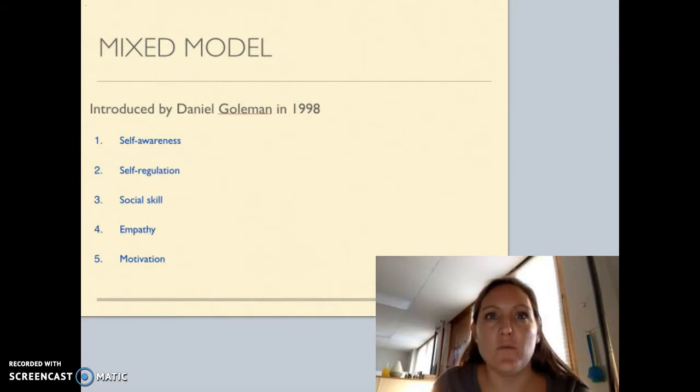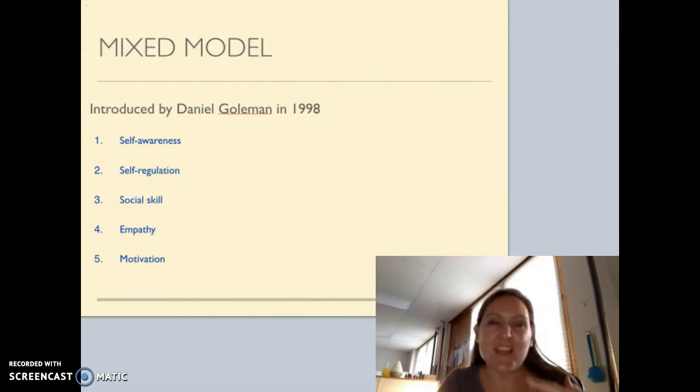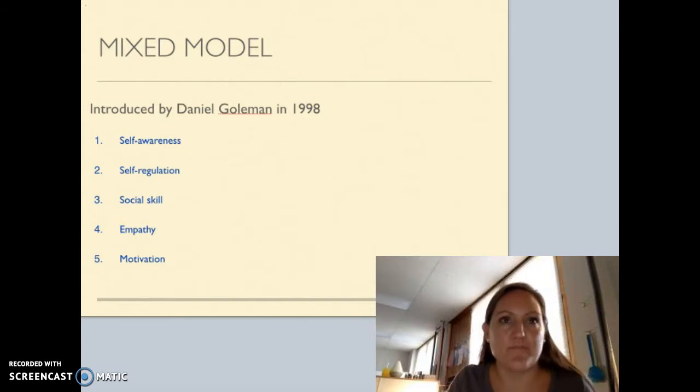The first one was self-awareness. This is the ability to know one's emotions, strengths, weaknesses, drives, values, and goals, and recognize their impact on others while using that gut feeling to guide decisions.